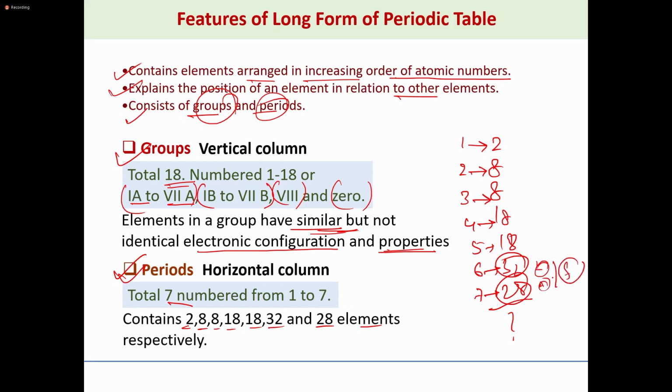The F block elements are inserted in these two periods, 6 and 7. That's why the number of elements is also high. So in this array, the modern periodic table has been created.